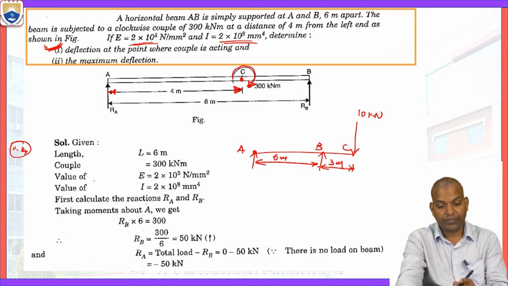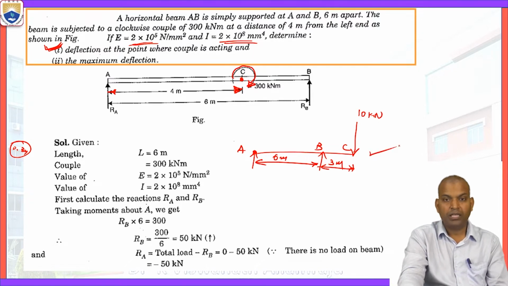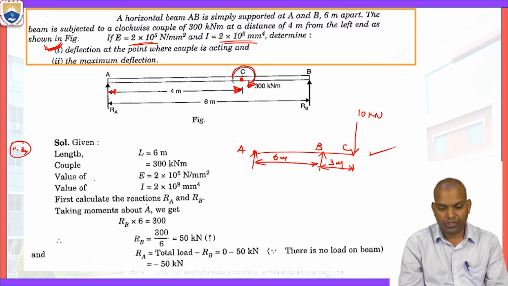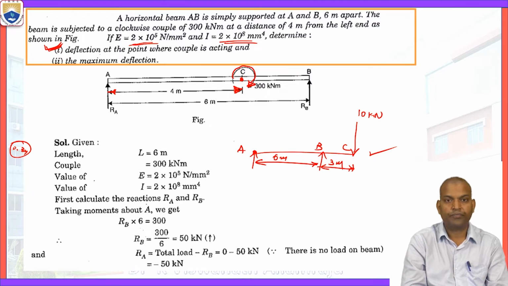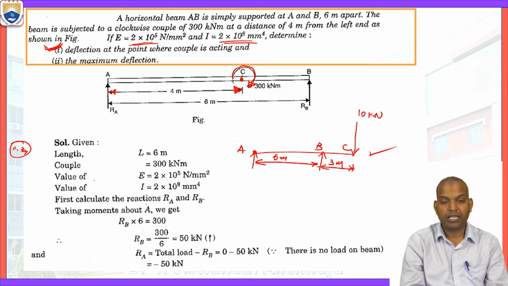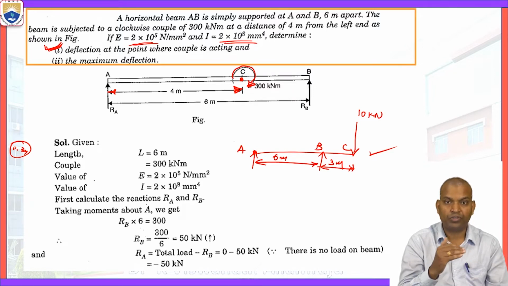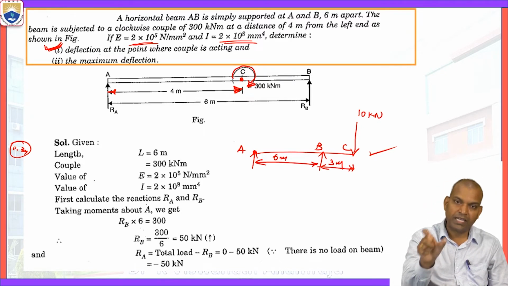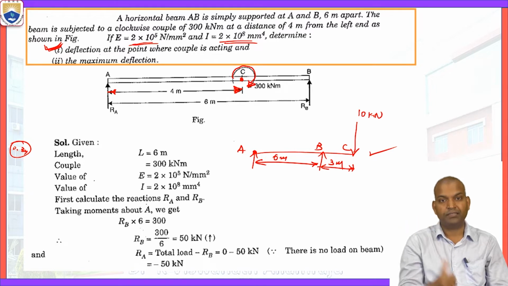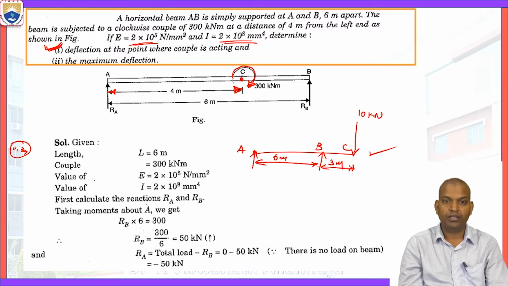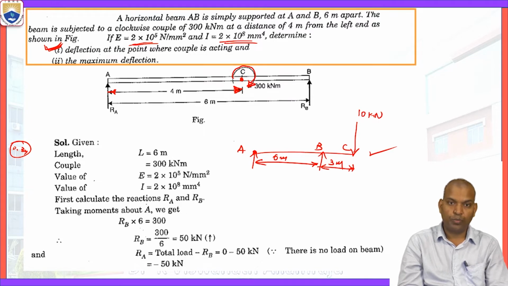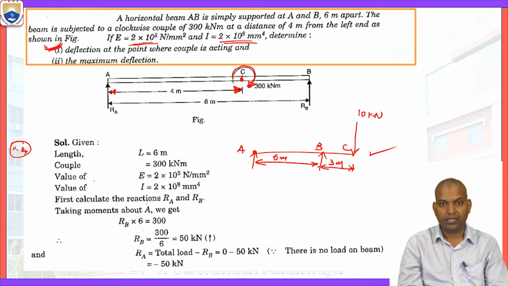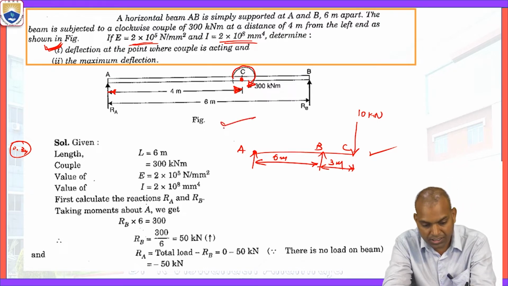The uniqueness of that problem is that even though we considered the reactions upwards, the effect of the 10 kilonewton load at the free end of the overhanging beam is that the reaction at A is downwards, not upwards. We calculated the slope at A, slope at B, slope at C, the maximum deflection, and the deflection at point C for this case.